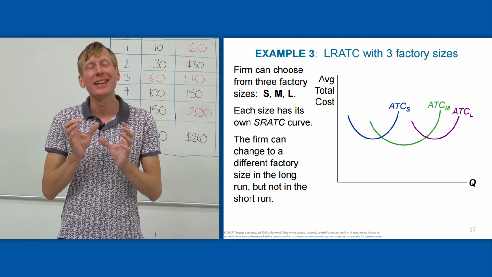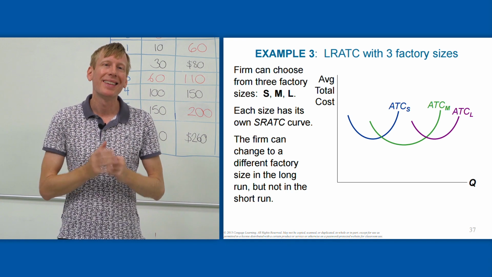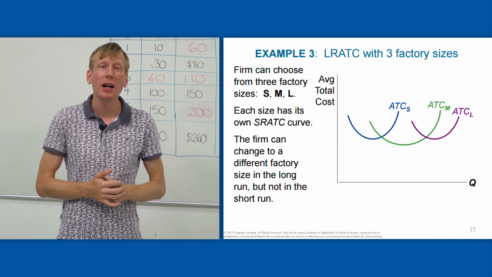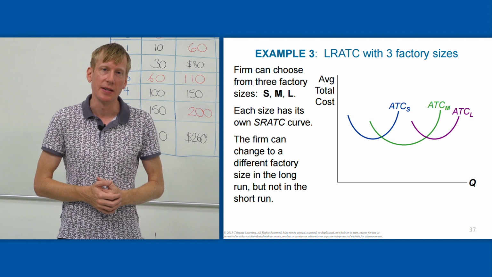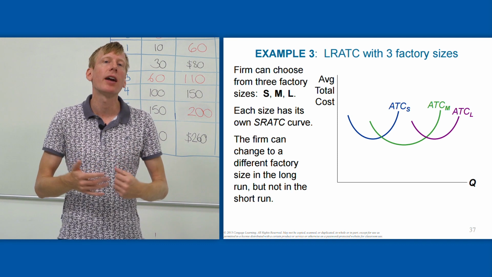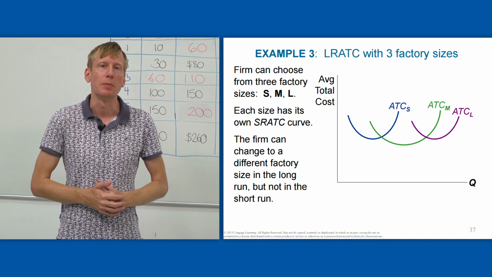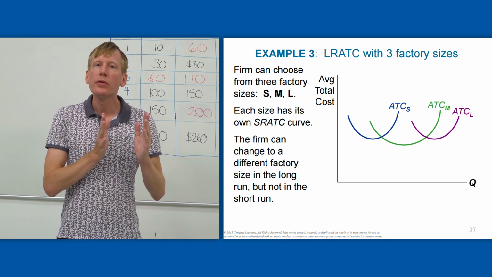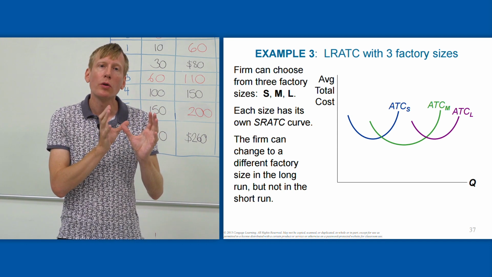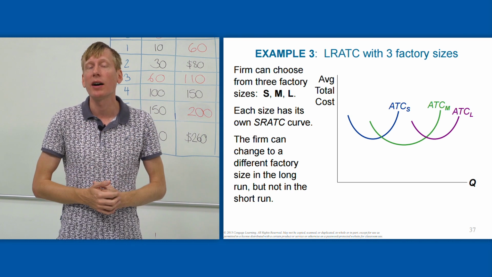If we plot these three together, we see that those three short-run average total cost curves have different minima. That is, there are different efficient scales of production depending on how big our factory is. And producing more or less than that efficient scale of production means a higher short-run average total cost than it could otherwise be. Also to note, for certain ranges of output here, it actually has a lower short-run average total cost if our factory size is small. That's for the smallest levels of output.